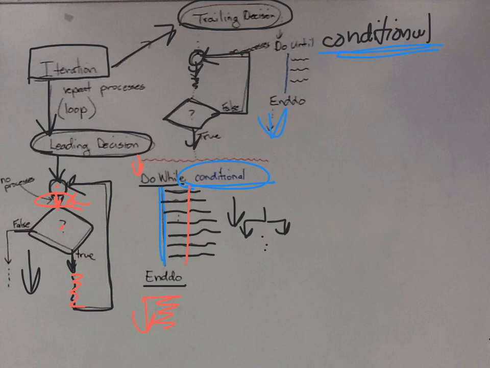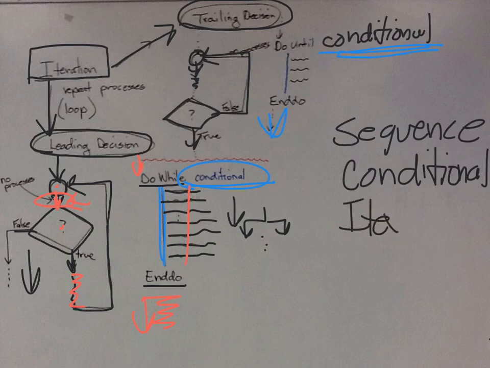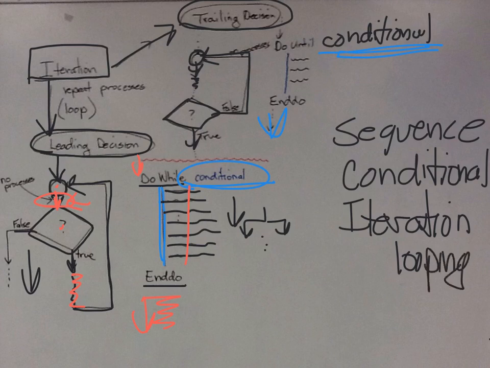Alright, that's the end of the review of the major structures. You have sequence, and then you have a conditional, and iteration. Iteration is sometimes called looping. And we should understand the rules and how to draw those, similar to what I did here.